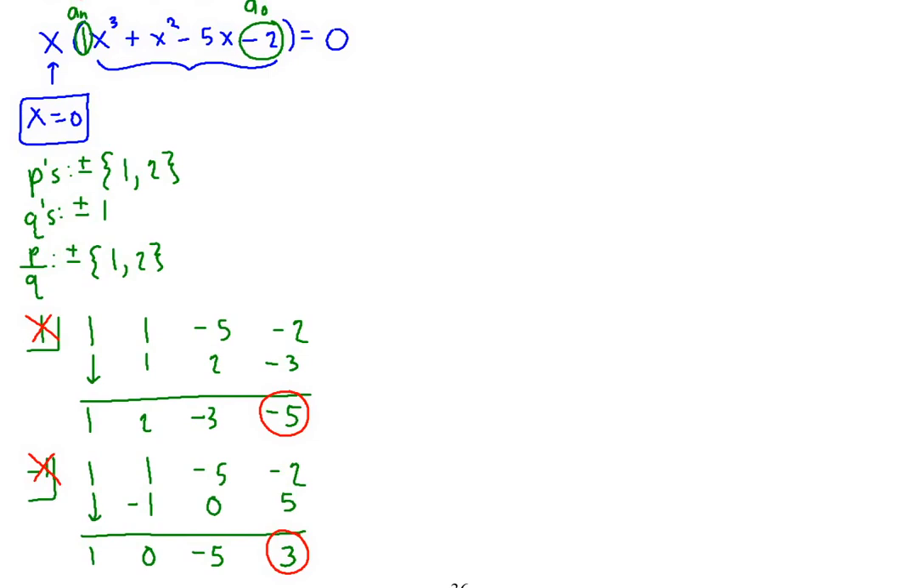But let's keep going. Next potential zero would be 2. I'm going to come up here and use my space. We're interrogating this suspect with synthetic division. Are we going to find a winner here? Oh, it looks like we did. We found a winner. Because our remainder is 0, x equals 2 is one of our solutions.